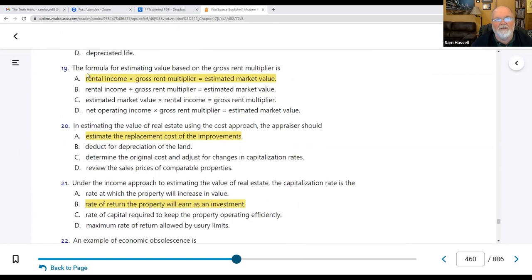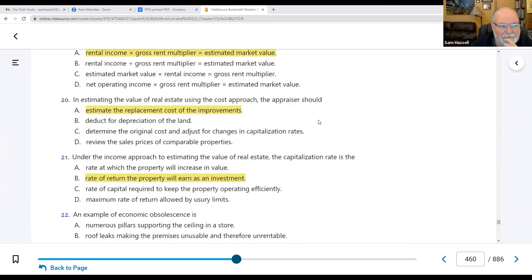Number 19, the formula for estimating value based on the gross rent multiplier is the rental income times the gross rent multiplier equals the estimated market value. That's pretty simple. Let's find out what the other person made per dollar of sale and per dollar rental, and then just figure out what the gross rent multiplier was, how much they got paid for it.